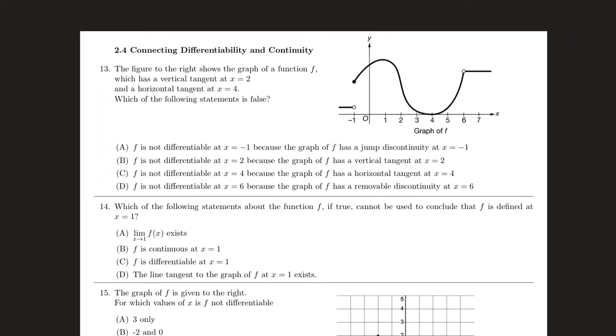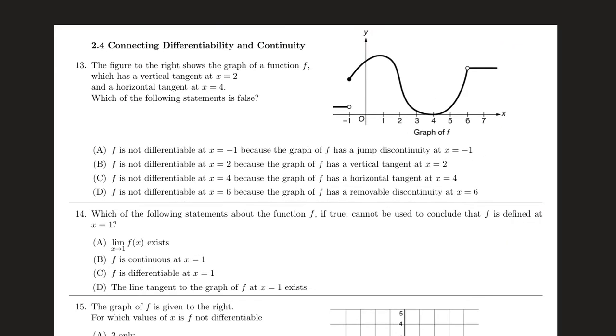All right, our next learning objective is about where functions are not going to be differentiable. This figure to the right is f. It has a vertical tangent at 2 and a horizontal tangent at 4. Which of the following statements is false? It's not differentiable at -1 because there's a jump. That's definitely true.